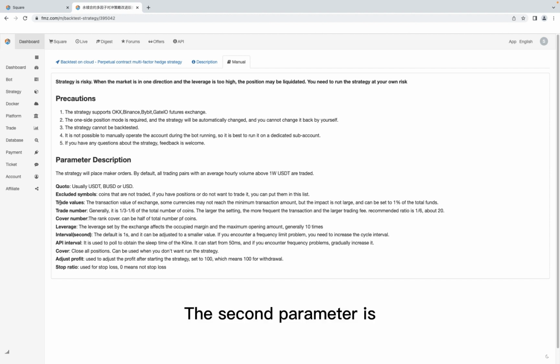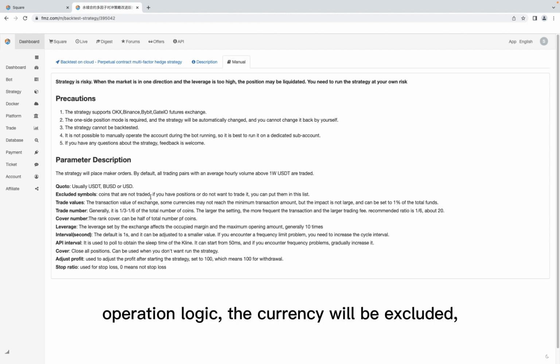The second parameter is the symbol that we want to exclude, that is, which currency we don't want to operate on, such as a particular type of copycat or a particular type of project that is not good enough to take this risk. We can set the currency in the parameter, and then in the whole operation logic, the currency will be excluded. That is, the currency will not be operated.